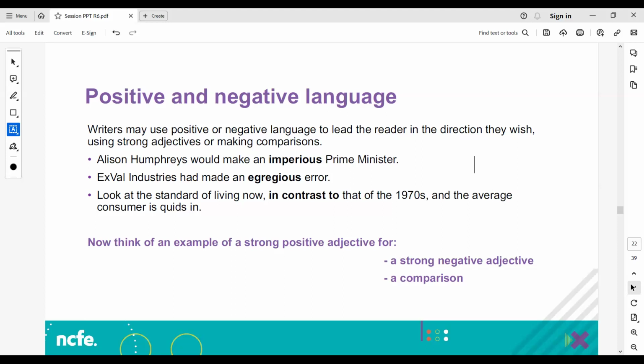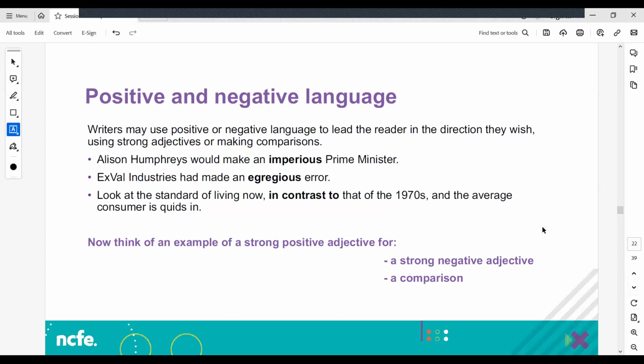Okay, so we've not got much time left. Does anyone have any questions about positive and negative language? Okay, so we'll move on.